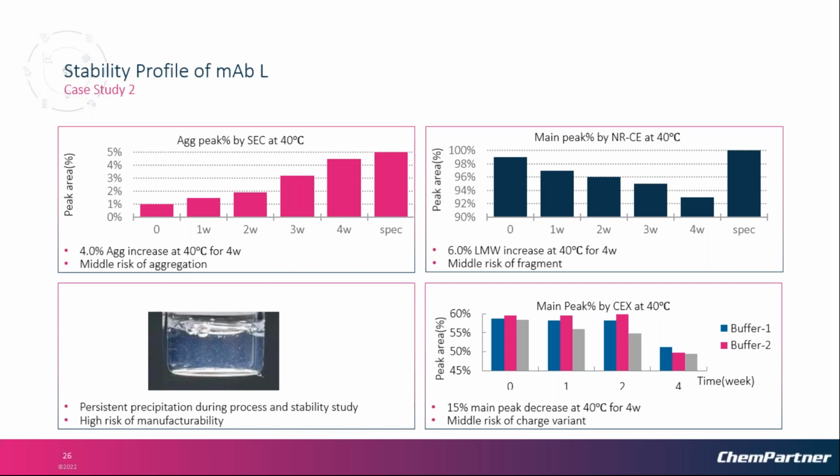As we see from the left bottom figure, there's persistent precipitation during process and stability study, which suggests a high risk of poor manufacturability. And from the other figure, we could see that after 4 weeks incubation at 40 degrees, there's an increase of aggregation for about 4%, an increase of low molecular weight species for about 6%, and the main peak shows a decrease of about 15%, all of which indicate a middle risk of aggregation, fragment, and charge variant.